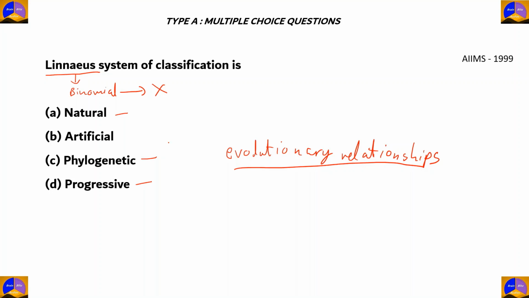And according to our guide, the right answer is artificial system of classification. This system does not have evolutionary relationships when classifying organisms. It only takes care of physical characters, such as for plants, the number of stamen and style, etc. So if you've written option B, you are correct. Let's move on.